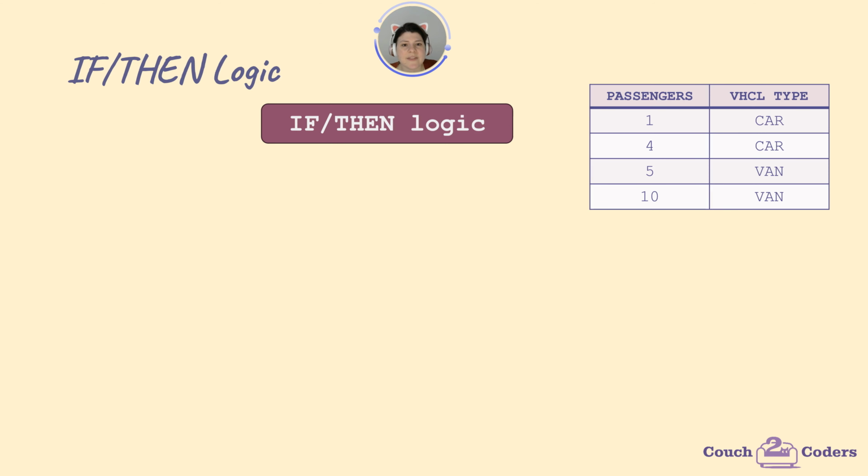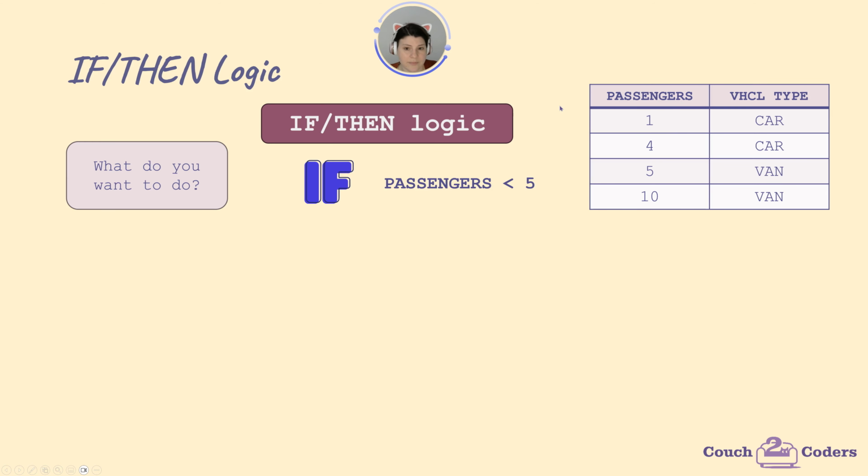So let's break this if-then logic into an even smaller piece. So here we have our passengers and our vehicle types. So this is the data that we have, our passengers, the vehicle type, that's what we want. So whenever you're starting your conditional logic, the first thing you want to ask yourself is, what do you want to do? Well, I want to create vehicle types based on how many passengers are on the ride.